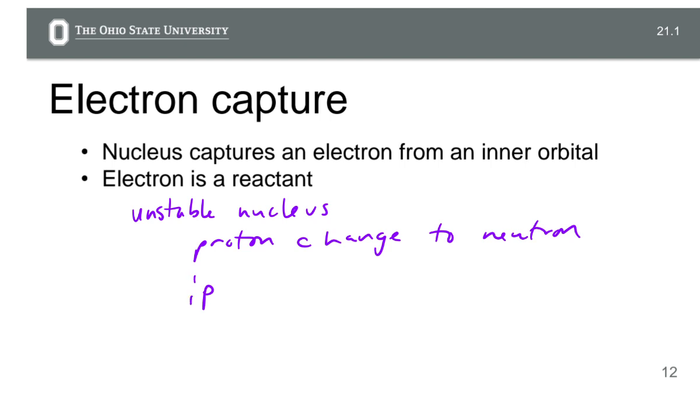A proton is going to have the symbol P, superscript 1, subscript 1. We're going to combine it with an electron, which has this symbol. And that's going to give us, in terms of a product, 1 in the superscript, 0 in the subscript, and that's going to be a neutron.